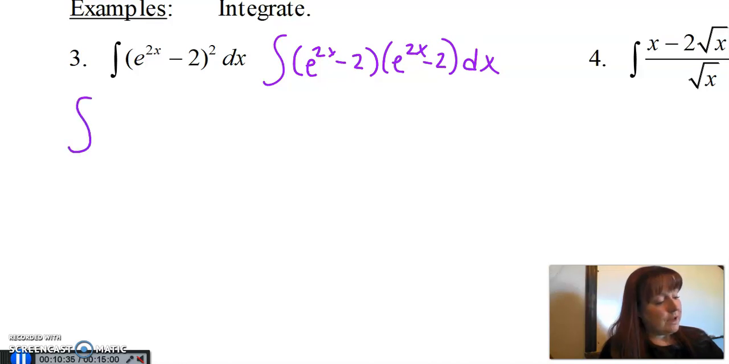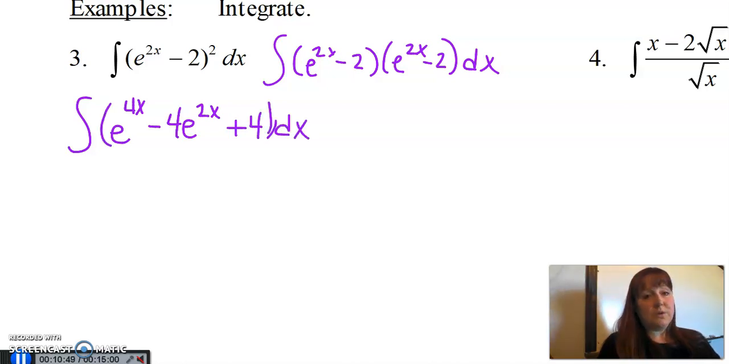And then when we multiply that out, we get e to the 4x minus 4 e to the 2x, because I have negative 2 of them and another negative 2 of them, plus 4 dx. Okay, so this is my whole integral. And then what I want to do is integrate it piece by piece. I have 3 different terms, and I know how to integrate this, and I know how to integrate this, and I know how to integrate this. So let's do each one separately.